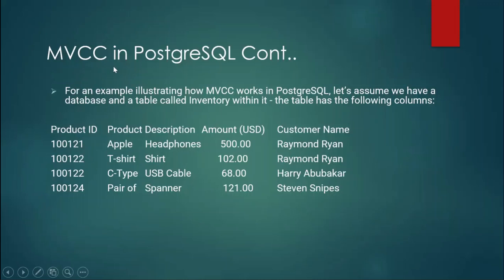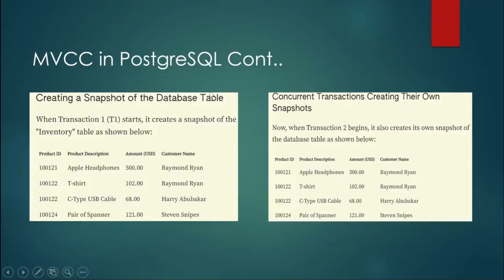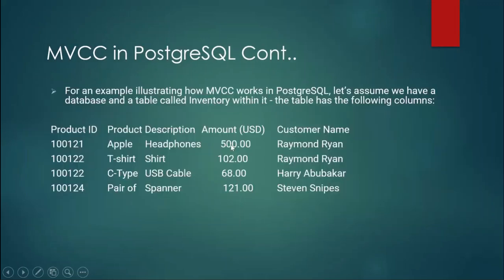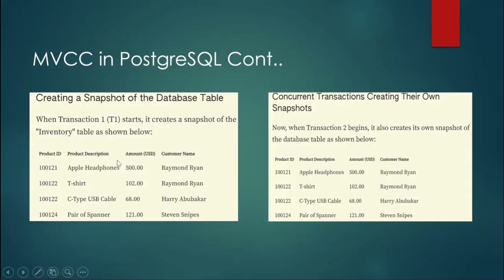What will MVCC do? It creates its own snapshots. This is transaction T1 and this is transaction T2. First it will create its own previous snapshots. So the previous snapshot is 500, right? T1 has its own snapshot, T2 has its own snapshot as 500, because the base value is 500, right? This is the base snapshot. On top of this base snapshot, it will create its own snapshots, T1 and T2.